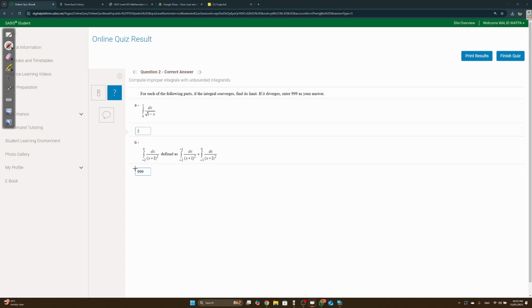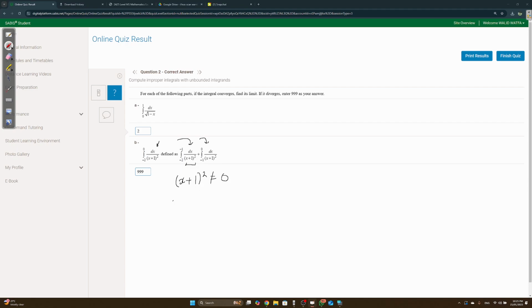Part B, over here, what's this? Let me see. They want you to solve this using this and this first. So let's take a look. We know that the denominator can't be equal to 0, right? It can't be equal to 0.